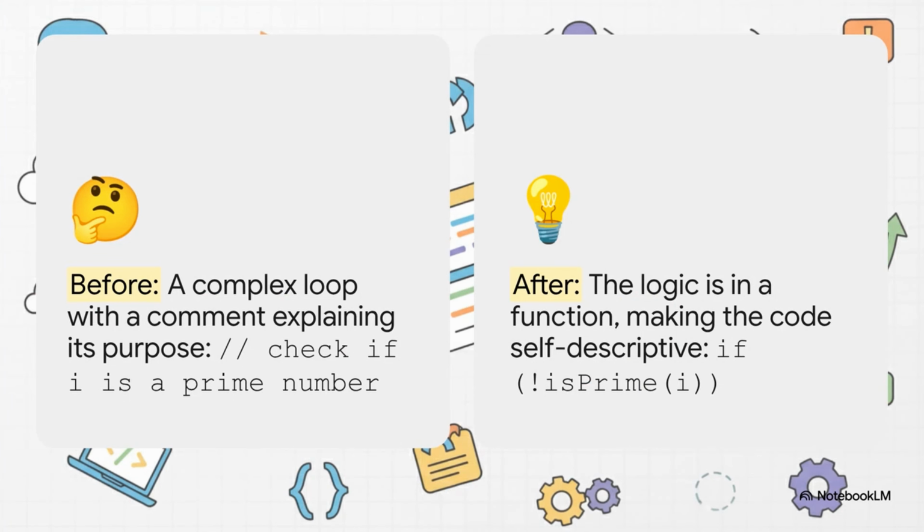Okay, look at this. It's a perfect example. On the left, we've got this gnarly loop, and it needs a comment just to tell us what it's trying to do. Now look at the right. All that mess is gone. It's replaced by one simple, easy-to-read function call: isPrime. The name of the function is the comment. It's just so much cleaner.